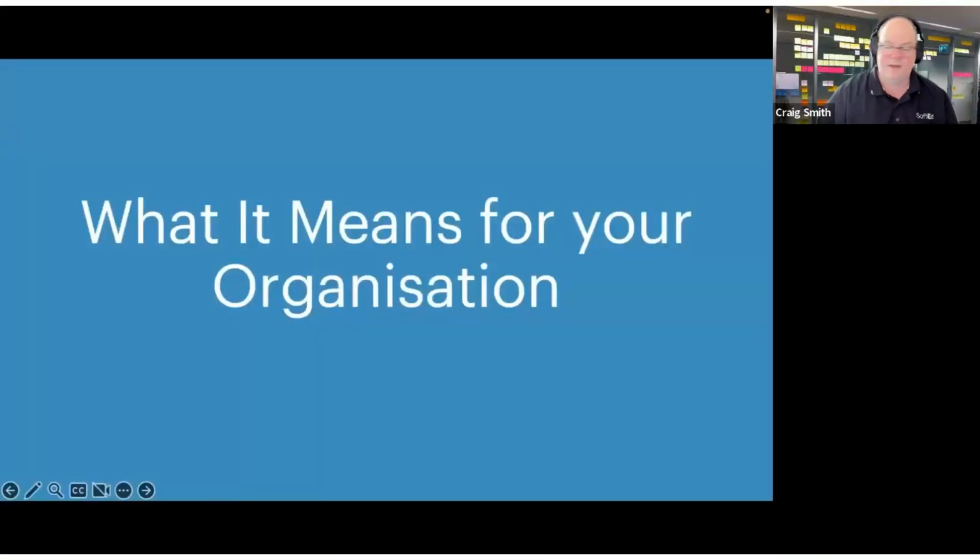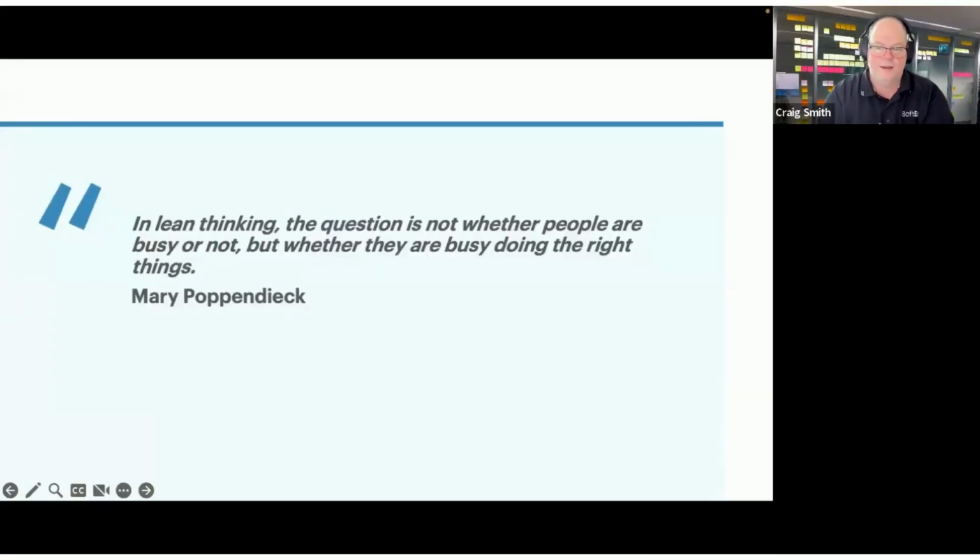So to sum up, what does it mean for your organization? In the words of Mary Poppendieck in lean thinking, the question is not whether people are busy or not, it's whether they're busy doing the right thing. And the question is, are you working on the right things? Are you working on too many things? So the whole idea of this is so we do actually get an accurate representation of what we're working on, particularly for a lot of our organizations right now, where we do have to make some tough decisions, I guess, about where our organization is going.